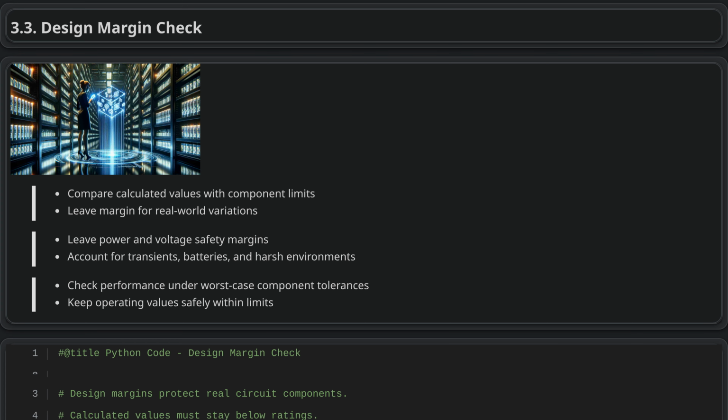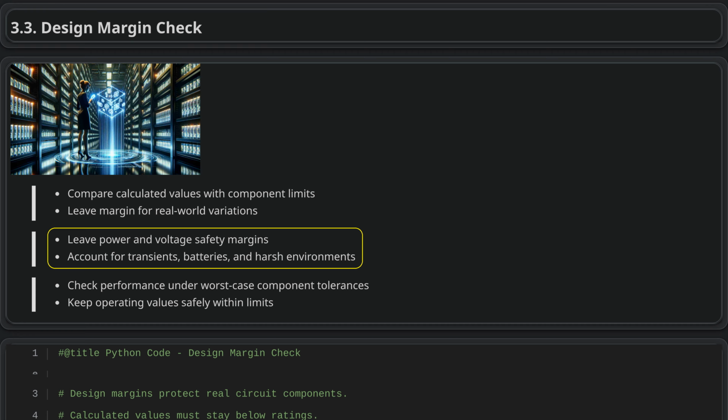Design margin check. A design margin check verifies that a circuit will be safe and reliable in real conditions, not just correct in theory. After calculating voltage, current, and power dissipation, you compare them with component limits and required performance. The circuit should stay below maximum ratings, so it can tolerate changes such as temperature shifts and supply variation. This buffer, called design margin, helps keep the design robust beyond the simplified model.